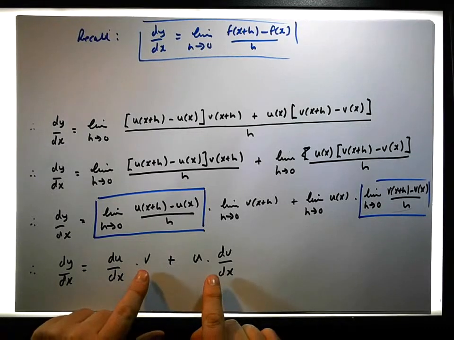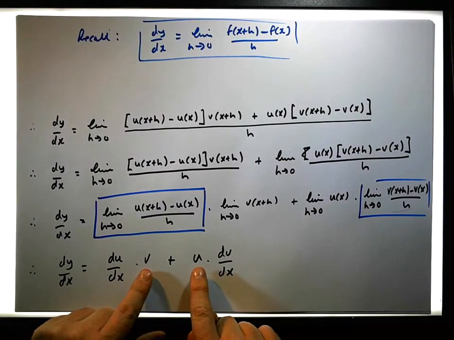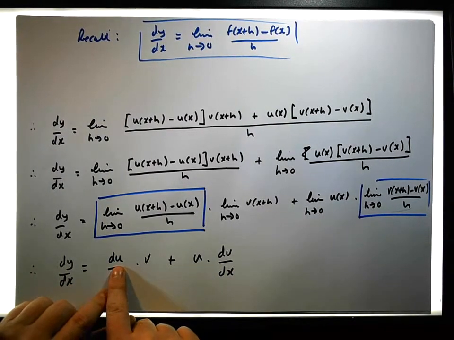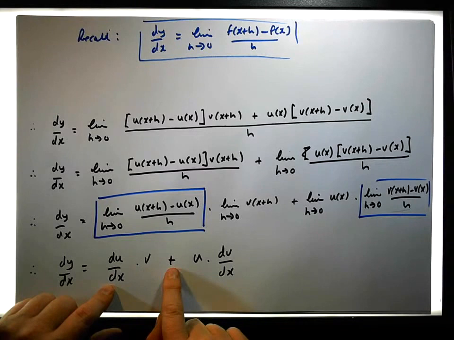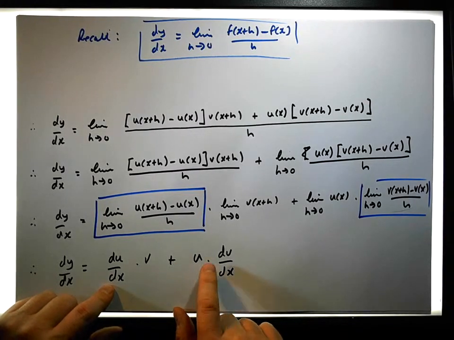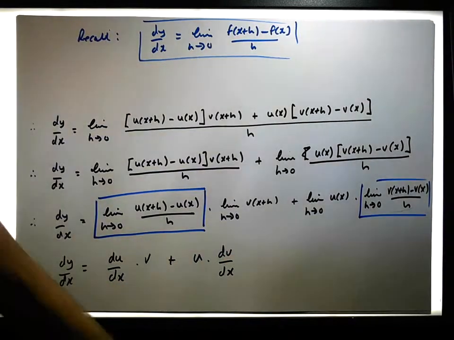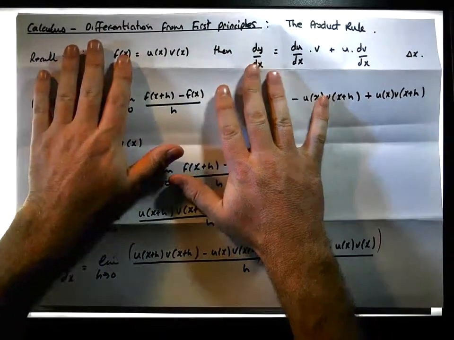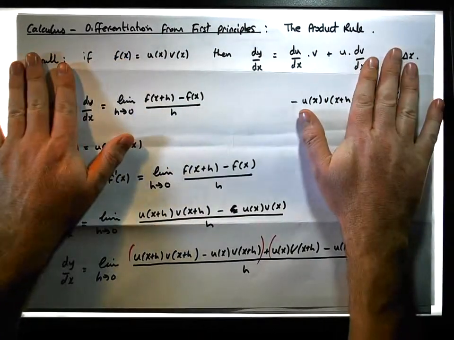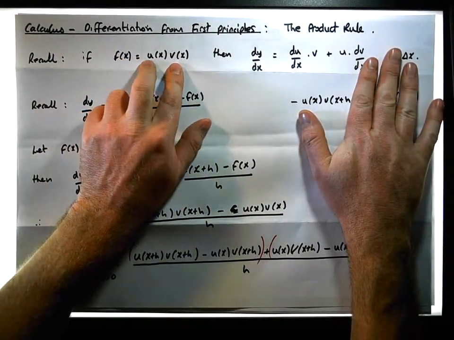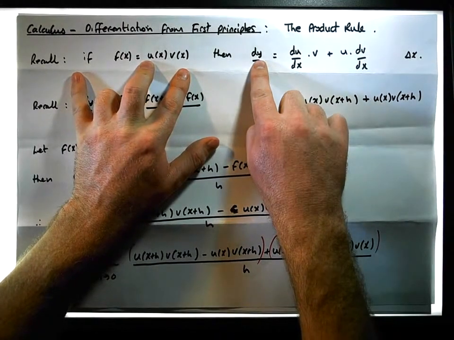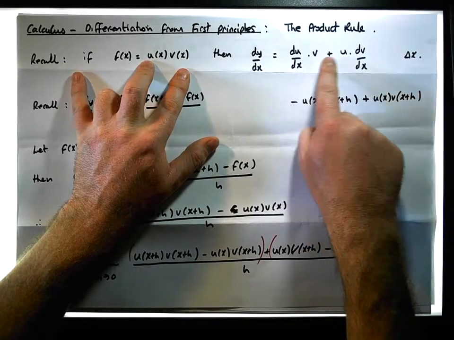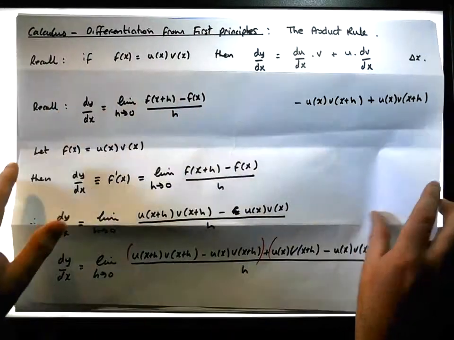And so what we've now arrived at is that the derivative of a product of two functions, where both functions are differentiable, is equal to the derivative of the first function times the second function plus the first function times the derivative of the second function, which is exactly what we wanted to show. We wanted to show that if f of x is equal to u of x times v of x, then the derivative of f with respect to x is du dx times v plus u times dv dx.